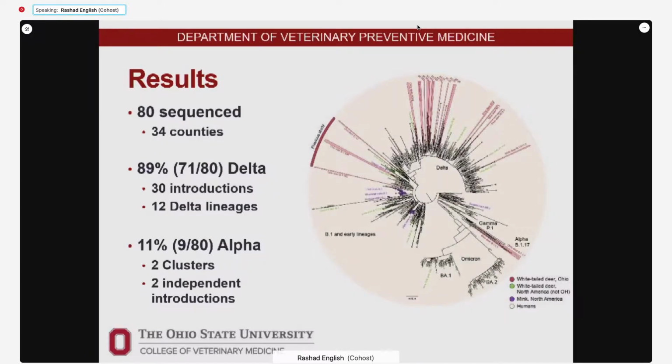These are not onward transmissions from those deer. These are different introductions that have occurred since then. They're also not related to the mink detections that we had across various mink farms in the U.S., and they also do not seem to be progeny of other white-tailed deer viruses that have been detected in the U.S. at the time as well. So truly separate introductions that have occurred into the Ohio deer, and we really don't have evidence of state-to-state spread.